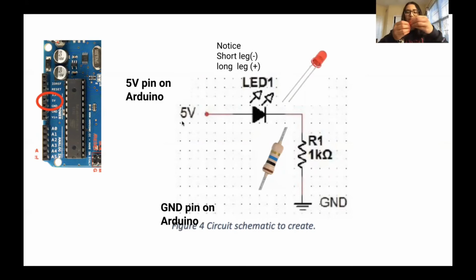One important thing to remember and easy to miss is that there are 2 legs on the LED. One of them is longer than the other. So it's important to remember that the short leg is the negative side and the long leg is the positive side. It's important to connect it the right way, otherwise the LED will not light up.